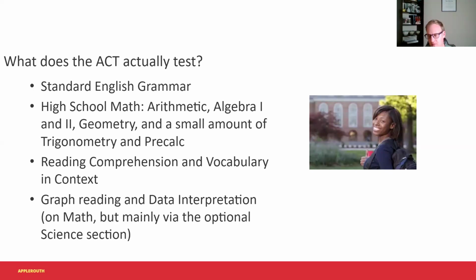Reading comprehension, so especially on the reading section, as you might think, and then vocab. And then graph reading and data interpretation, a little bit on math, but then mostly on that science section. So the SAT has worked those graphs into the verbal sections, weirdly. The ACT still has science, which is more about graph reading.